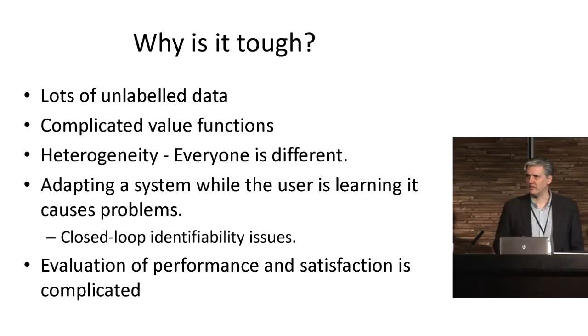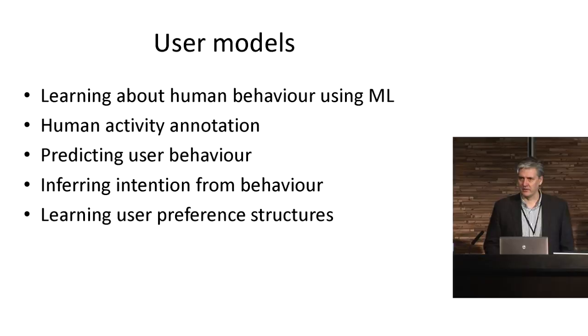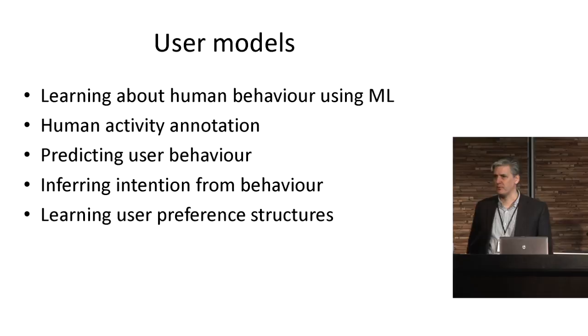So let's start off with user models. We can learn about user behavior, human behavior, using machine learning. We can learn how people behave in particular situations. That can be useful for scientific purposes. It can be useful for prioritizing how you send which people which adverts.